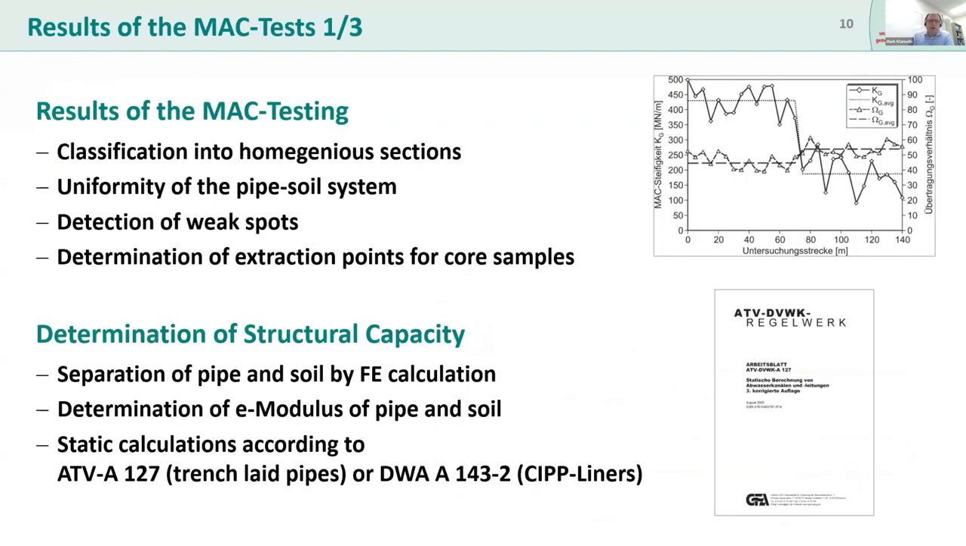So in all the results of the MAC testing, the mechanical part would be like classification of homogeneous sections of the sewer, uniformity of the pipe-soil system, which can be done by assisting means of finite element calculations. You may detect weak spots in the wall, and you might therefore determine extraction points for taking core samples, for instance.